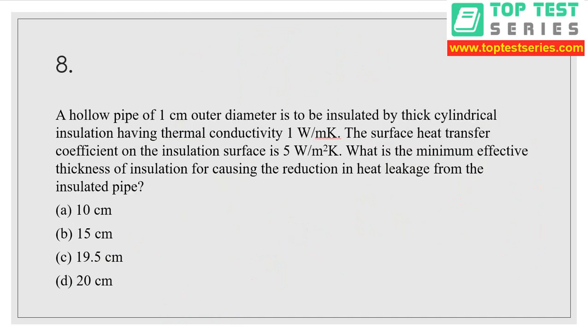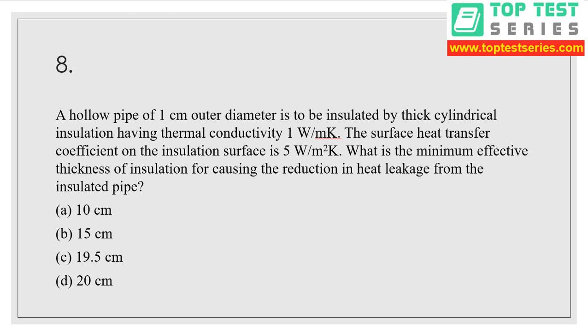Question number 8. A hollow pipe of 1 cm outer diameter is to be insulated by thick cylinder insulation having thermal conductivity 1 watt per meter Kelvin. The surface heat transfer coefficient on the insulation is 5 watt per meter square Kelvin. What is the minimum effective thickness of insulation for causing the reduction in heat leakage from the insulated pipe?